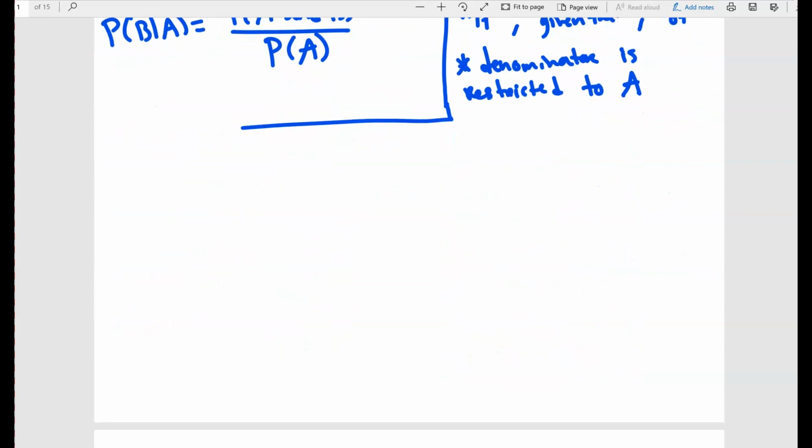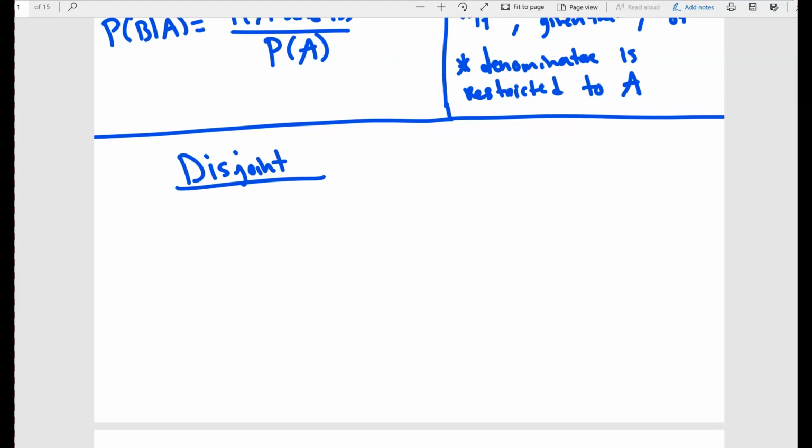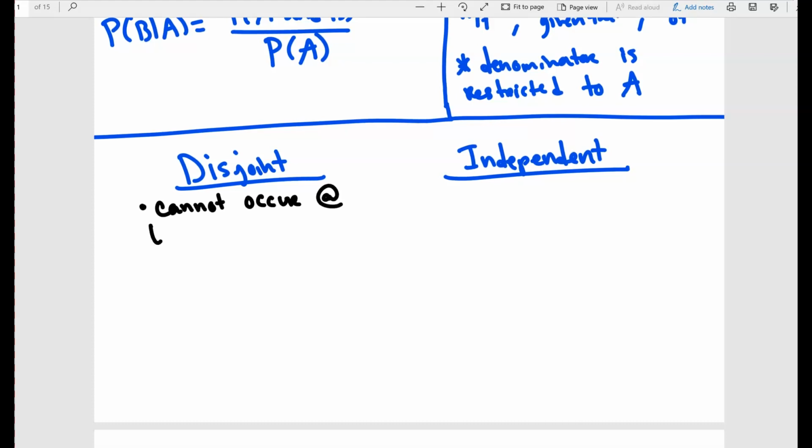So, for example, we've talked about being a disjoint event, and we've also talked about an independent event. So I'm just going to write here disjoint, and we've also talked about independent. Okay, so there's a difference between both of them. This one with disjoint means that they can't happen at the same time, so cannot occur at the same time. Okay, so two things cannot occur at the same time.